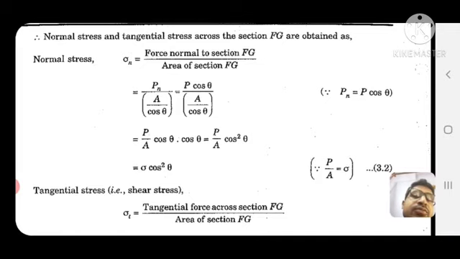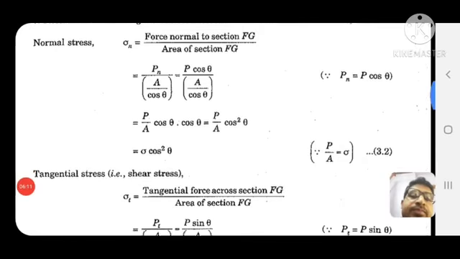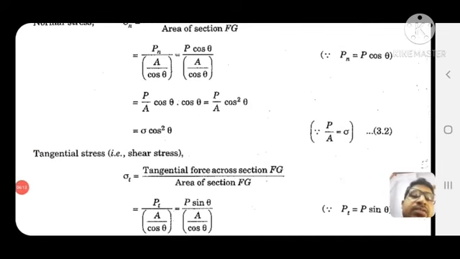Sigma n is equal to the force normal to section FG divided by the area of section FG. So Pn divided by A by cos theta is equal to P cos theta divided by A by cos theta. So P by A cos theta into cos theta, that is P by A cos square theta, so that is sigma cos square theta.